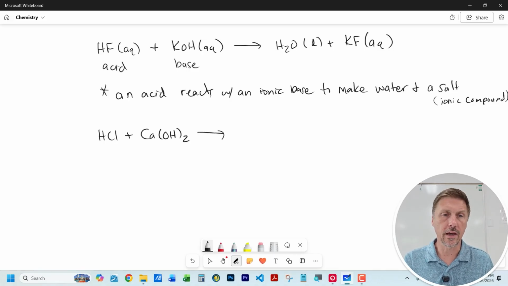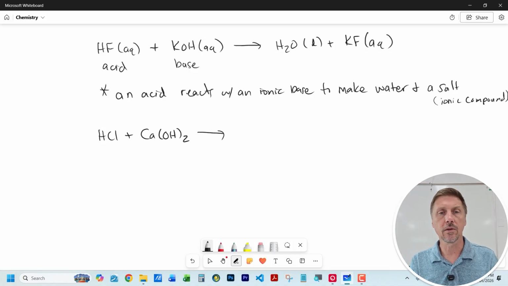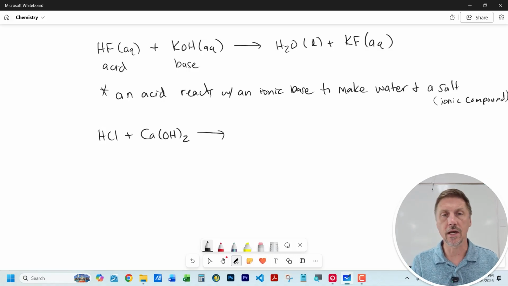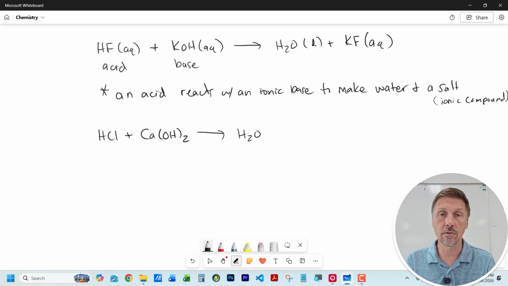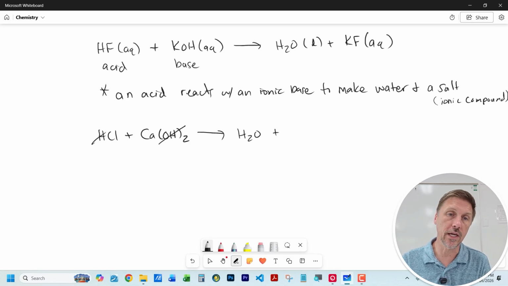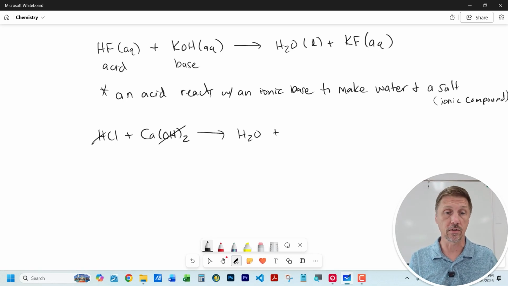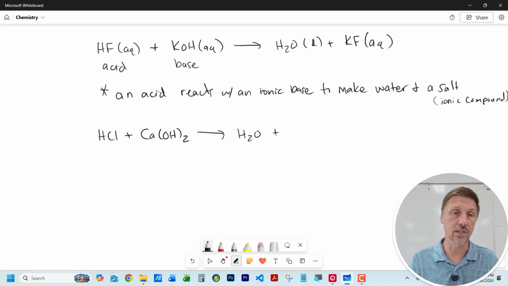We have an acid, hydrochloric acid right here, combining together with an ionic base that's got the OH, the hydroxide ion in it. So we're going to produce water and a salt. What is the salt? Well, if you remove the OHs and this H that's donated here, the salt will always be made from whatever's left over. So we've got a Ca and a Cl left over.